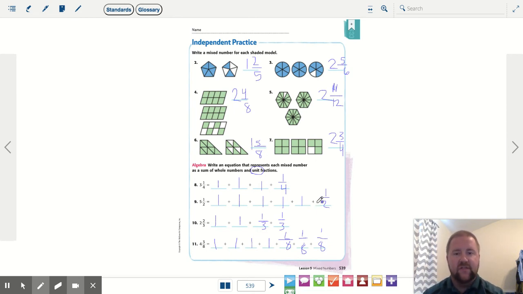All right. So there are your examples for representing the mixed number as a sum of the wholes and the unit fractions, and also looking at the shaded models. All right. If you're unsure about this, watch the video again. Sometimes watching it more than once, you'll pick some new things up.